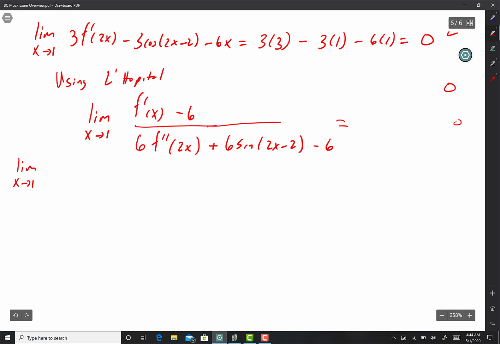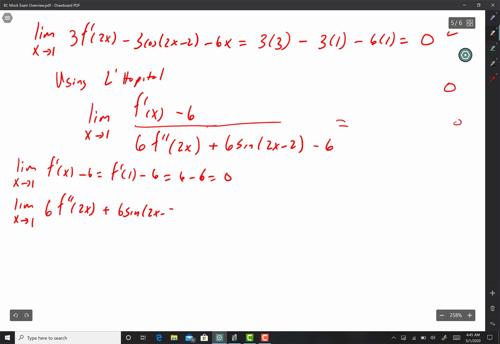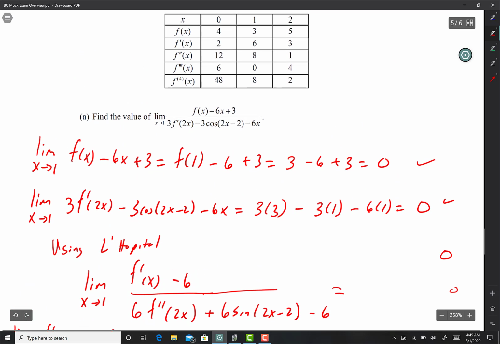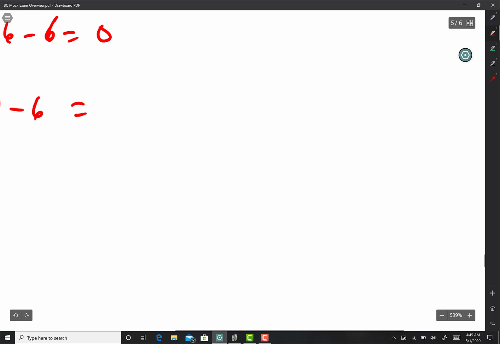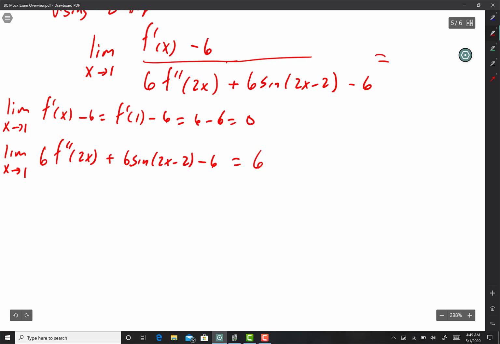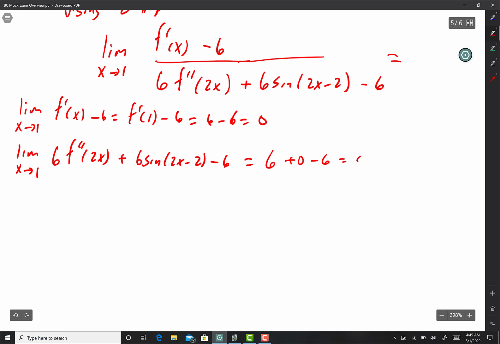Limit as x approaches 1. You're going to have to do f prime of x minus 6 equals f prime of 1 minus 6, which equals 6 minus 6, which equals 0. And then limit as x approaches 1 of 6 f prime prime of 2x plus 6 sine 2x minus 2 minus 6 equals f prime prime of 2 was 1. So 6 plus 0 minus 6, which is 0.